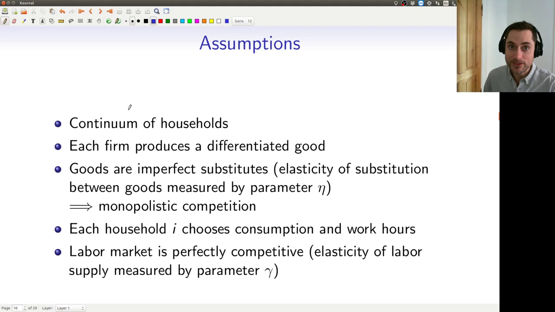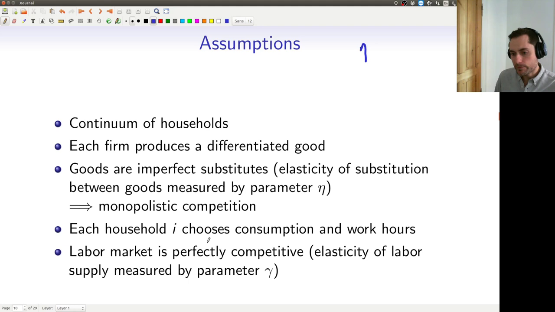Okie doke. Let's see here. Continuum of households. Each firm produces a differentiated good. Goods are going to be imperfect substitutes. There's going to be an elasticity of substitution measured by the parameter n. I usually like to use the parameter sigma, but that's okay. Monopolistic competition. Each household i is going to choose consumption and work hours. So there's going to be a labor choice in this model, and labor is going to be perfectly competitive.